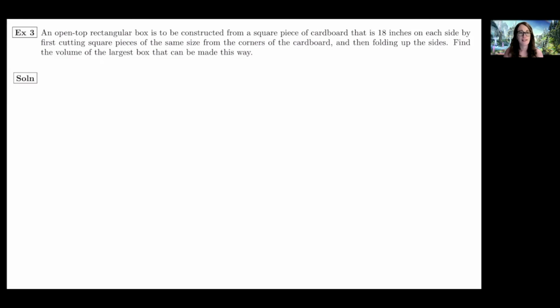In example 3, we've got an open top rectangular box that is to be constructed from a square piece of cardboard that is 18 inches on each side. And we're going to cut squares out of the corners of equal size and then fold up the sides. I want to find the volume of the largest box that can be made this way by basically determining how big should the squares be that we should cut out of the corners.